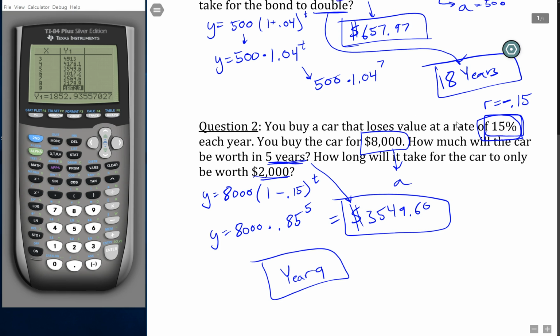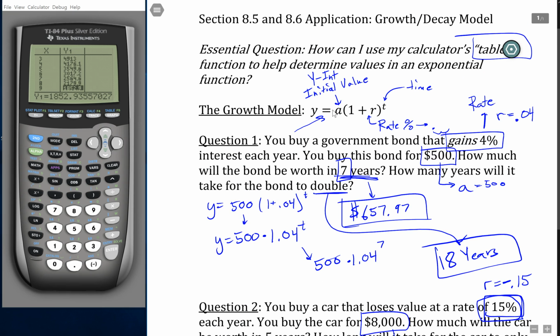All right, guys, just a summary. Use this equation. The A represents the initial value. You know that's like the y-intercept. The R is your rate. And you can use the table on your calculator. Remember, it's right above the graph button in order to easily find things for you.